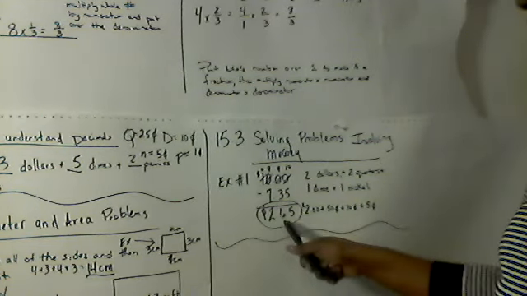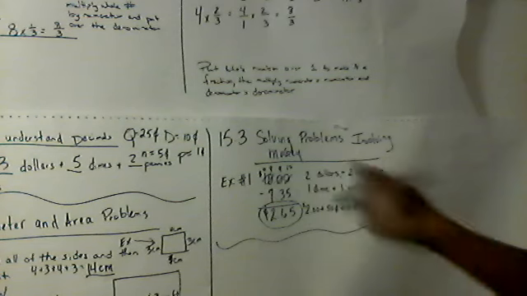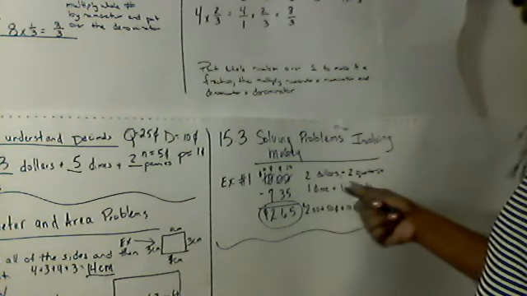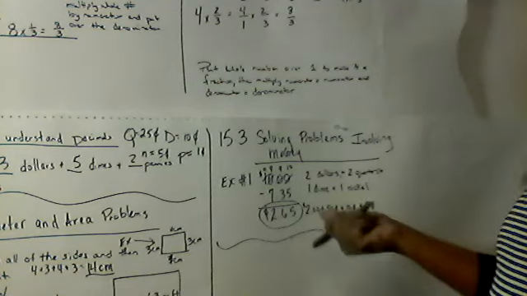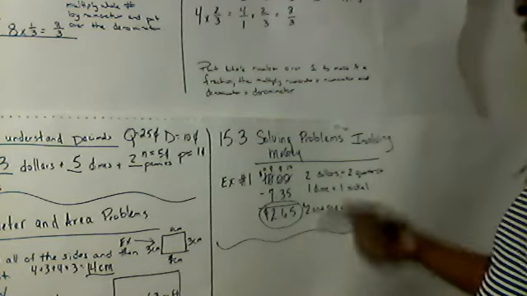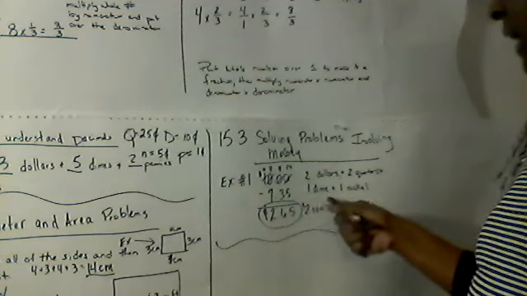The quickest way for me to get to 65 would be to have 2 quarters, which quarters are worth 25 cents. So 2 quarters would be 50 cents. So I have $2 plus 2 quarters, and then I need 15 more cents to make 65, so I need to have a dime and a nickel.